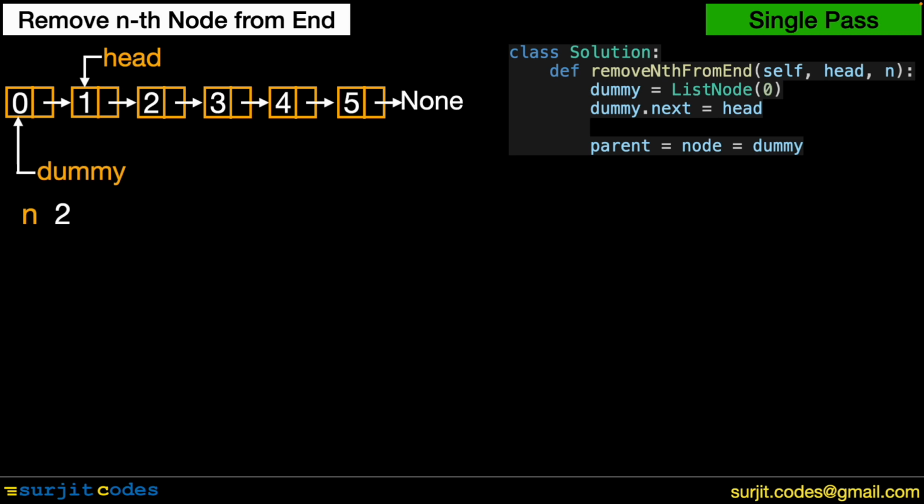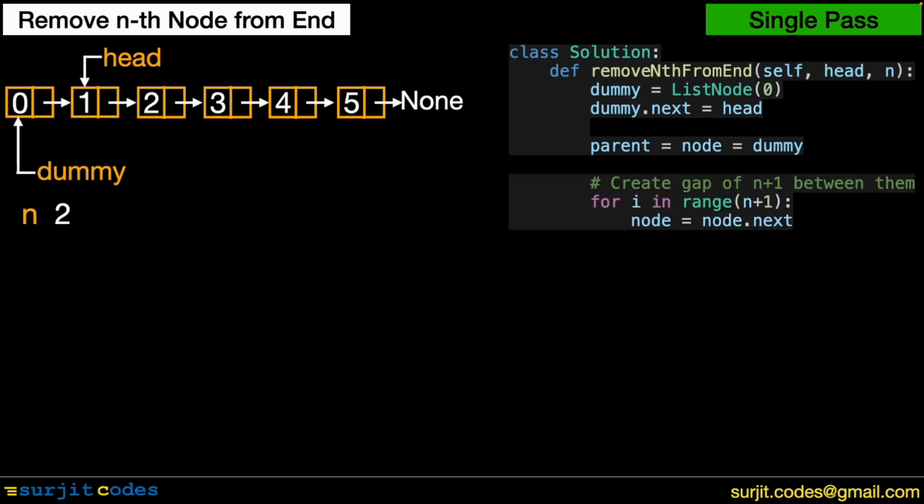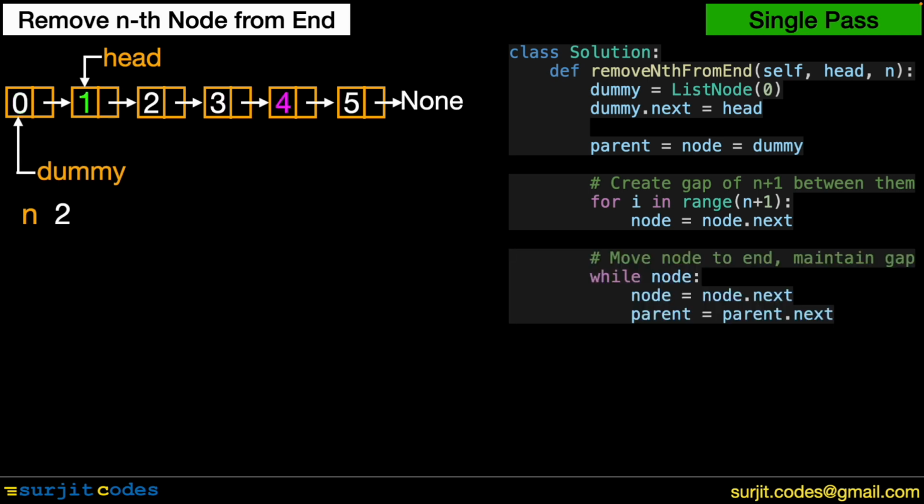The gap between the node to be deleted and the end of the list has to be equal to n. But parent node is one position before the delete node. So the gap between the two pointers should be equal to n plus 1. We run the loop n plus 1 times and move the node to the next position each time. At the end of the loop, parent is at val equal to 0 and node is at val equal to 3. Next, we start moving node and parent together in a loop.